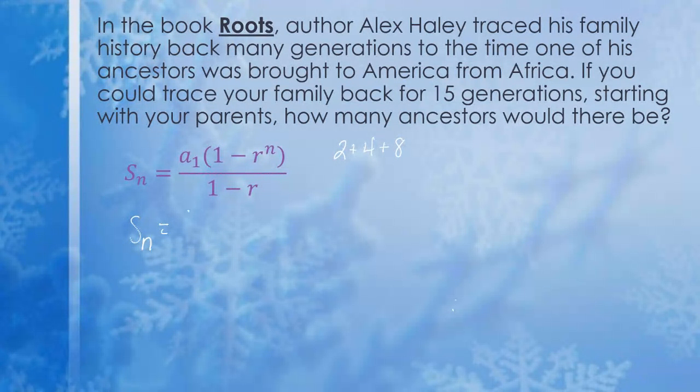Let's try this out. So we've got our first term is 2, times 1 minus r to the n. Now what's our r here? We're multiplying by 2 each time, right? Our r is 2, to the nth power, which is 15. And I guess I could change this n over here to also be 15. So let's figure this out. We're going to start with 2, times 1 minus 2 to the 15th power.